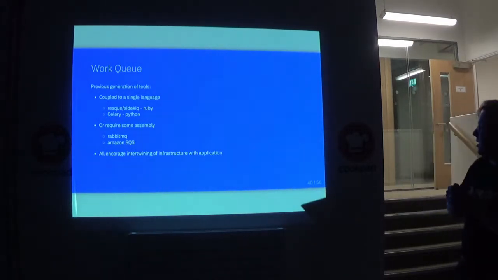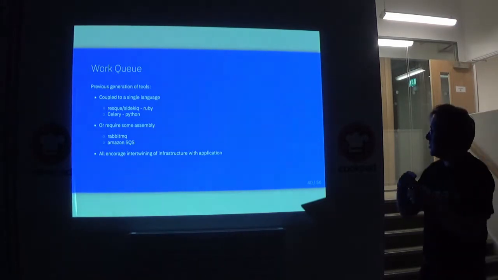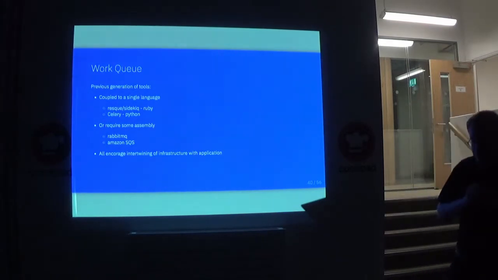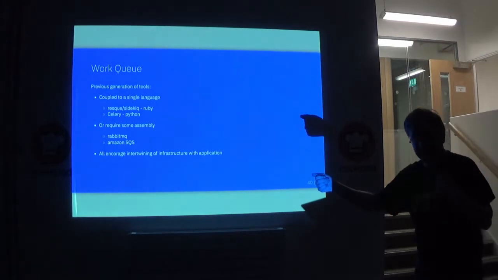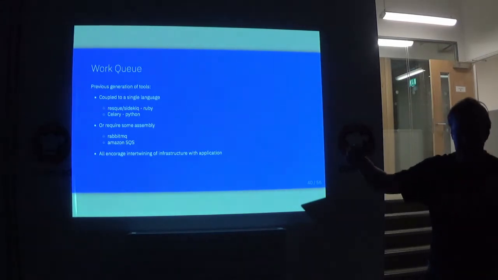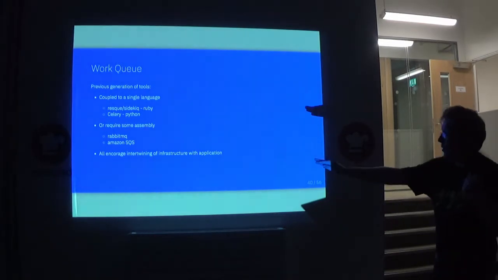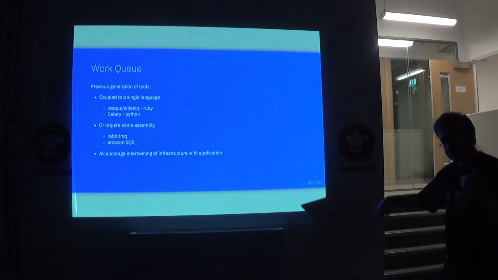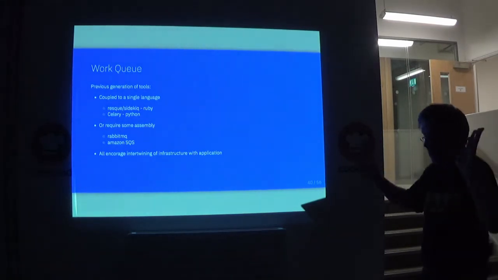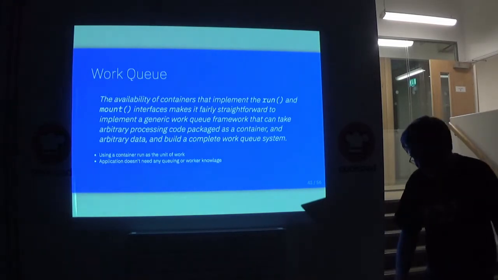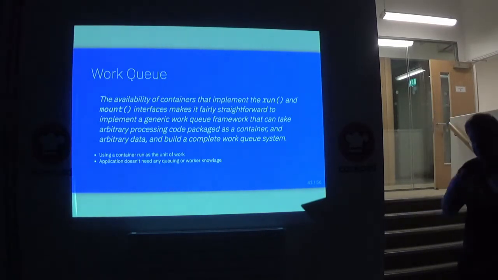The previous generation of tools that we're working with right now have often been coupled to a single language. There's tools like SQ and Sidekiq in Ruby, Celery in Python. I don't know about other languages. There's probably loads of them. Or maybe you could use a tool that requires some assembly. Maybe you get RabbitMQ and you write into your application some code to do the work queue thingy, or you're using a service like Amazon SQS, do the same thing, write your own stuff, use their APIs or their client libraries and build your own work queuing system. It's kind of complicated and difficult to build this kind of thing.